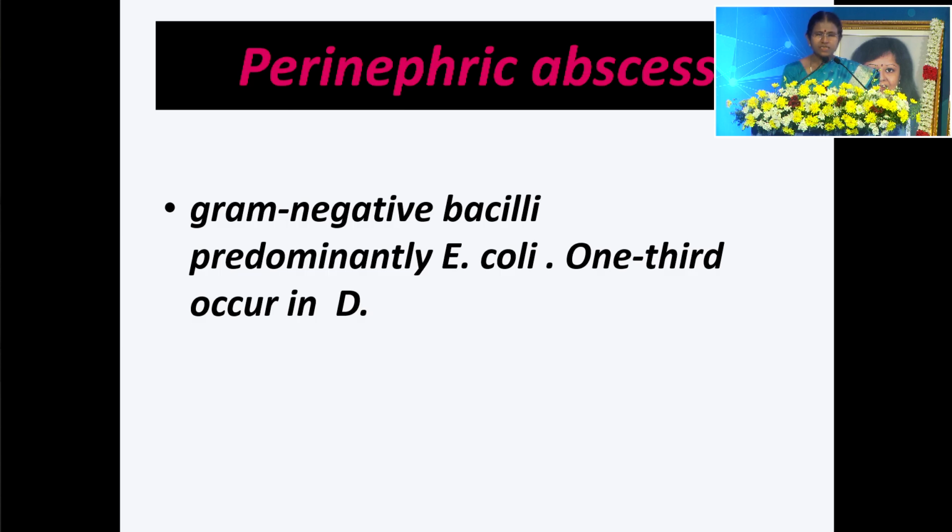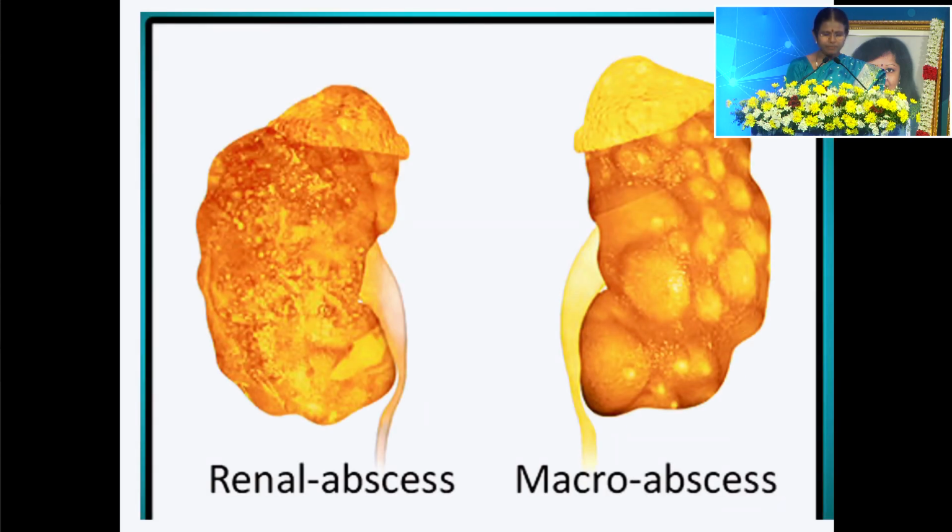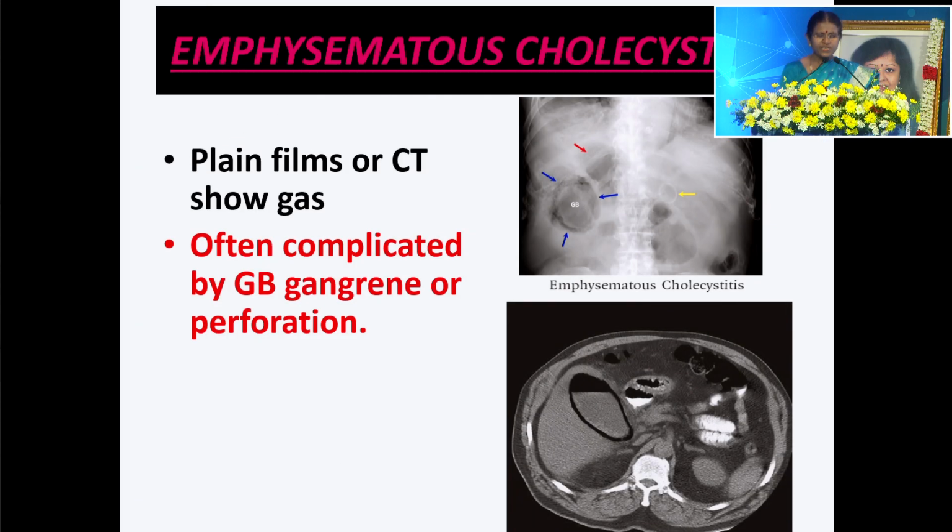Perinephric abscess is caused by gram-negative bacilli, predominantly E. coli, and again 1/3 of them occur purely in diabetic patients. And emphysematous cholecystitis, again, is very common in diabetics. Plain film X-ray or CT shows gas inside. Often it is complicated by gallbladder gangrene or perforation.